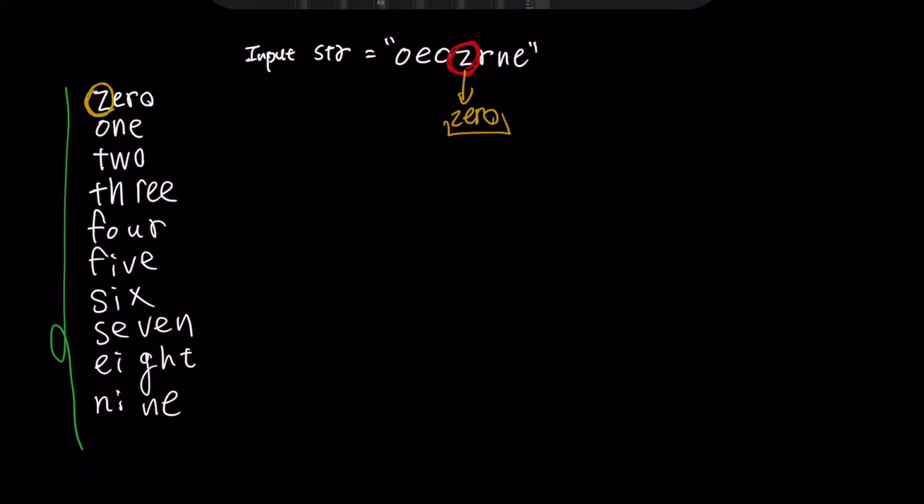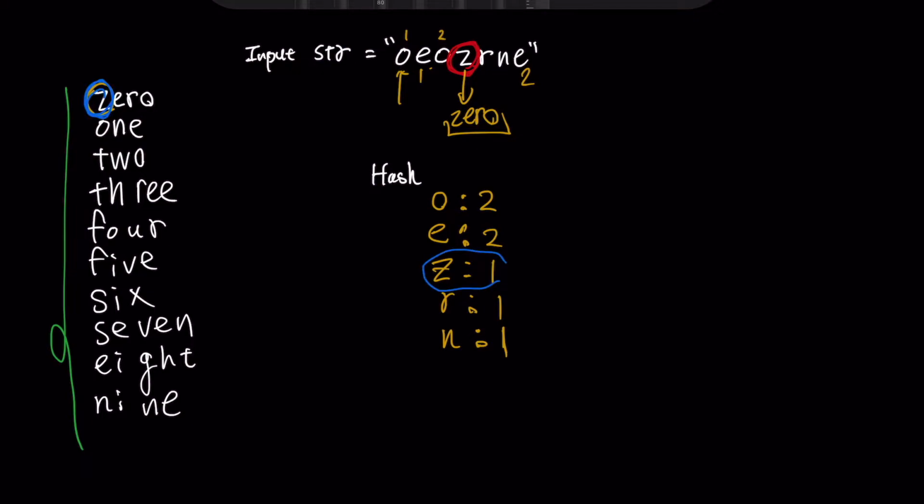How can I keep track of the number of letters I used and am going to use? We can use a hash to keep track. So in our example, O, we have 2, and E, we have 2, and Z, we have 1, R, we have 1, and N, we have 1, right? So in our example, I found Z is here.